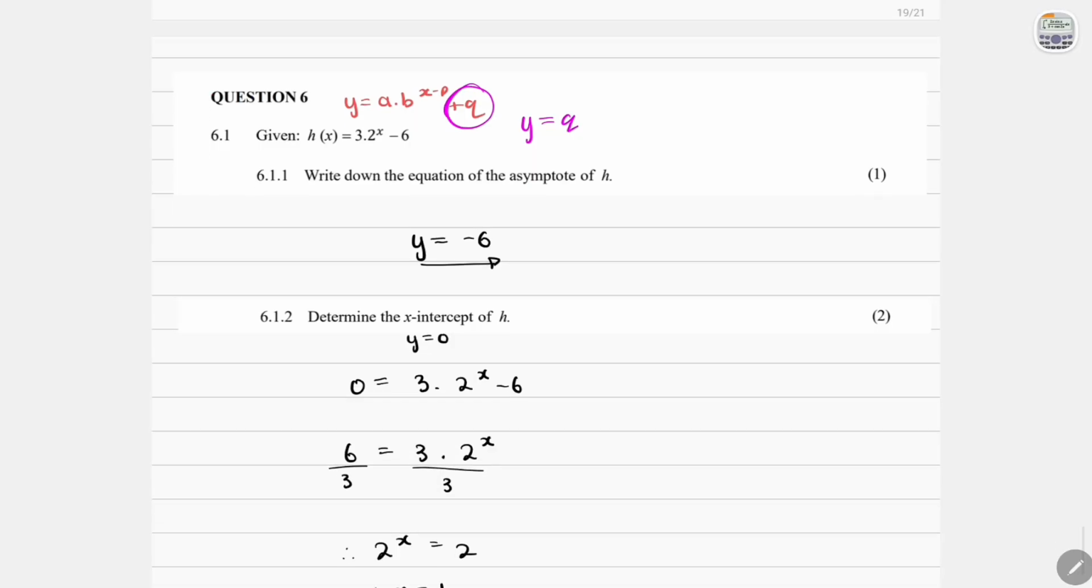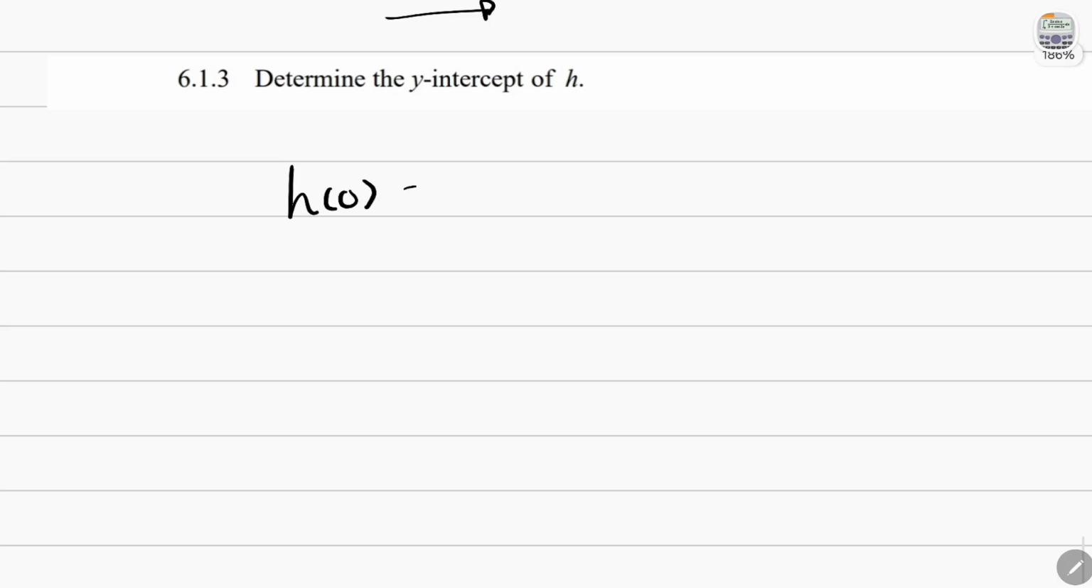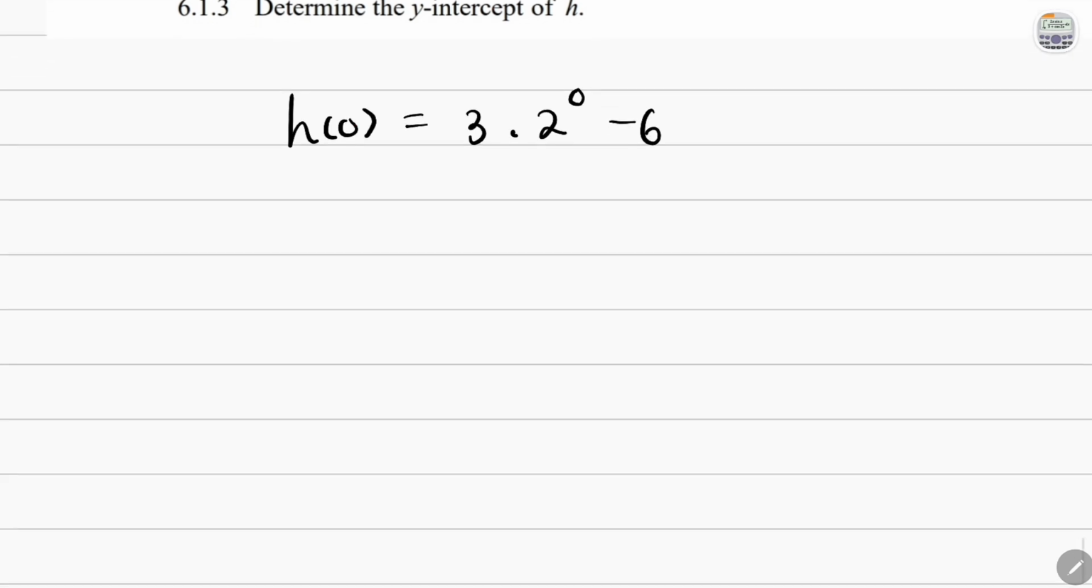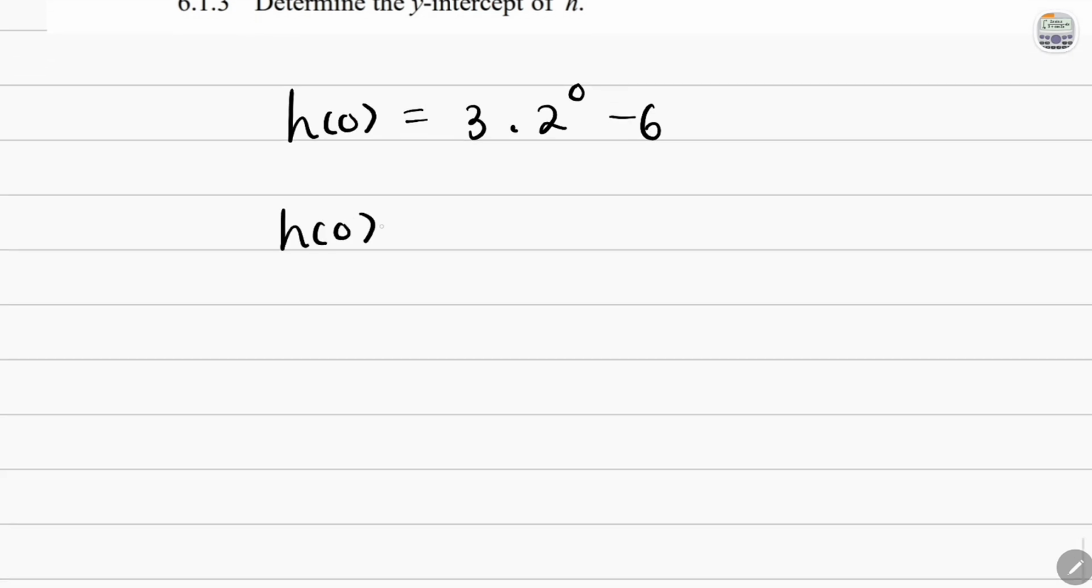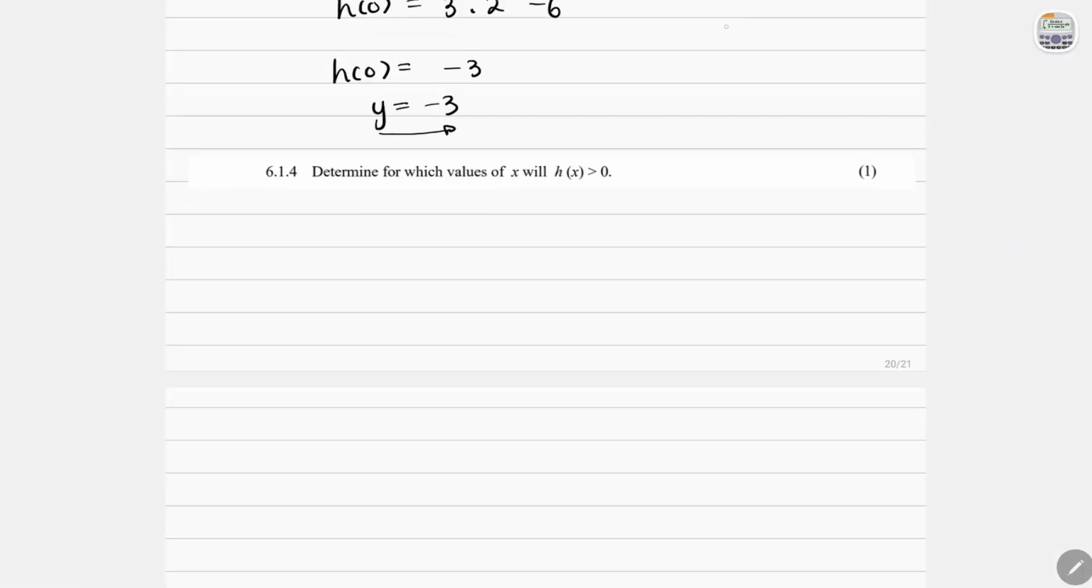To find the y-intercept, you make x equal to 0. So instead of saying h of x, I'll just say h of 0 equals 3 multiplied by 2 raised to the power of 0 minus 6. So h of 0 equals, and we have anything to the power of 0 is 1. 1 times 3 is 3. 3 minus 6 is -3. So our y-intercept is y equals -3. Moving on to the next question.